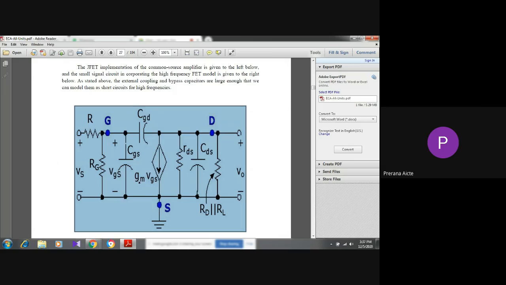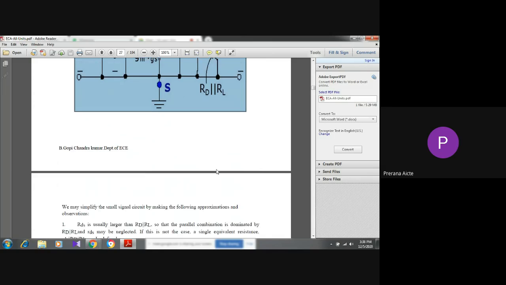gm into VGS. gm means transconductance, VGS means voltage. The product of conductance and voltage gives current. This is the current. Next RDS, drain source resistance, because this resistor is connected between drain and source. That's why it is denoted as RDS. Next one, capacitance CDS, drain source capacitance, which is connected between drain and source. And this is the total resistance, RD parallel RL. RD means drain resistance, RL means load resistance. The parallel combination of these two gives this resistance.